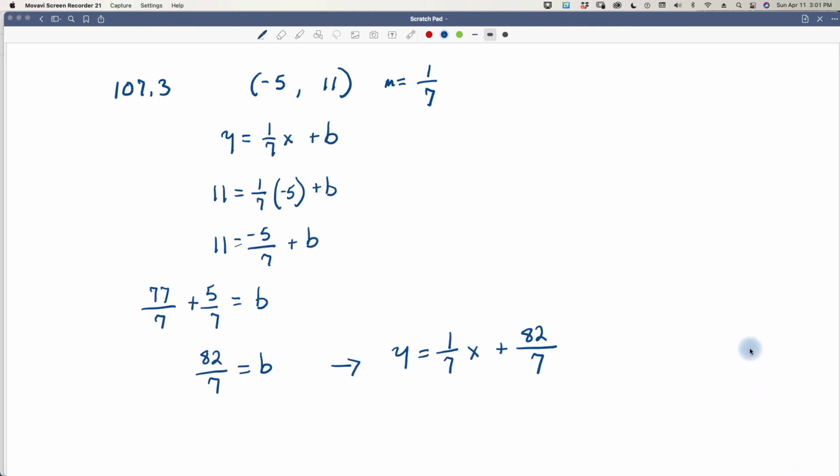And voila, through the magic of video, we have already solved the problem. And if you came up with the slope-intercept format, y equals 1/7 x plus 82/7, then you got it right. If you did not, then pause this and look at my notes and see how I solved it, and then check your work. See where you may have made a mistake. Possibly you dropped a positive or negative sign, or maybe you didn't multiply correctly. Check it out and see where you messed up. All right, let's do 107.4 together.